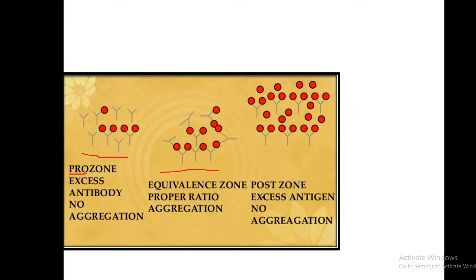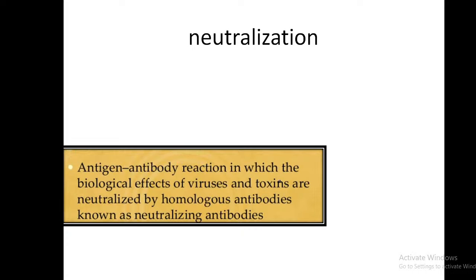In the postzone, free antigen or excess antigens are seen. Prozone, more antibody. Equivalent zone, all antigens are interacting with antibodies. Postzone, excess of antigens. Now we'll see what neutralization is.